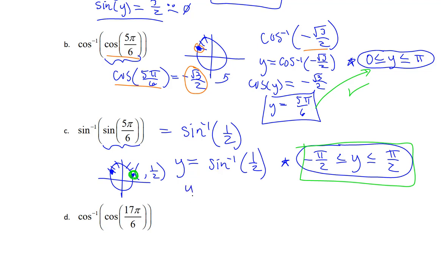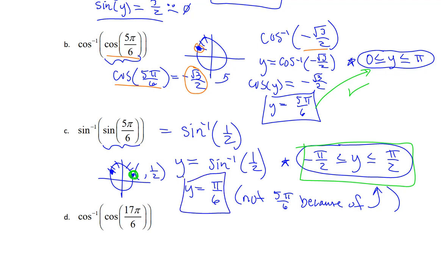So what we'll say here is y equals pi over 6. And I'm going to put an extra note, just for reference, not 5 pi over 6, because of the restriction that we have above. We couldn't use the 5 pi over 6 because it's not within the range of sine inverse, which we recalled in that portion of our step directly above. So pi over 6 is it. That's our final result.